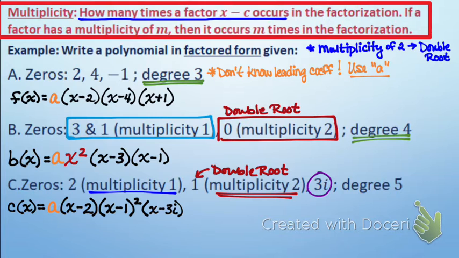Did they give me any other zeros? And they said this was supposed to be degree 5. Have we written a degree 5 polynomial? No, we've written a degree 4 polynomial. Here's the thing about imaginary roots. They always come in pairs. If 3i is a root, then that naturally implies that negative 3i would have to be a root.